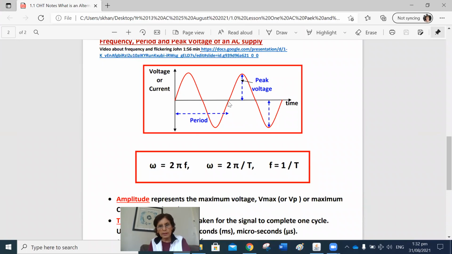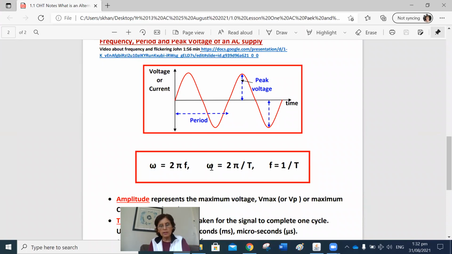What is period? Period is how long it takes for the current or voltage to make one cycle. And what is one cycle? It is from here to there. And what's the relationship? Frequency is 1 over T, or T is 1 over f.